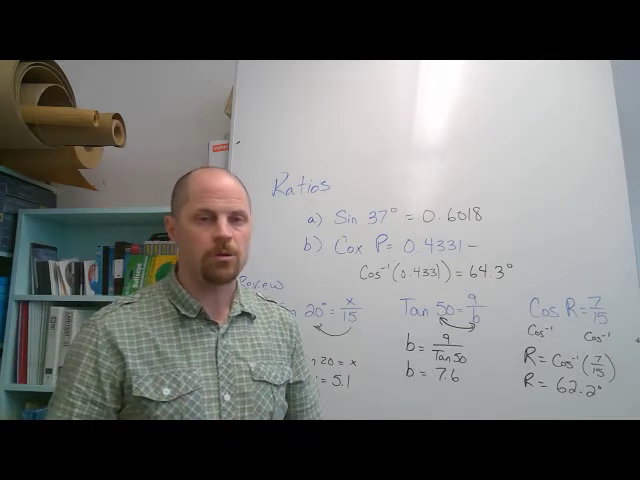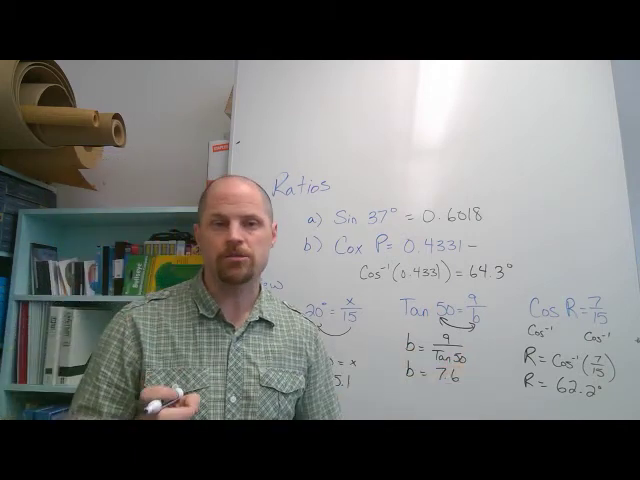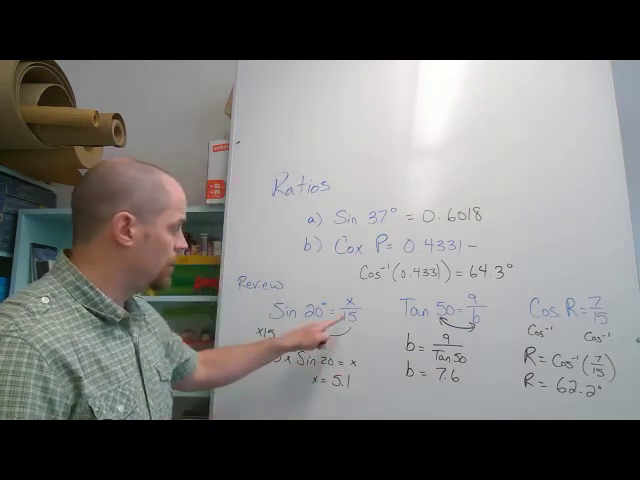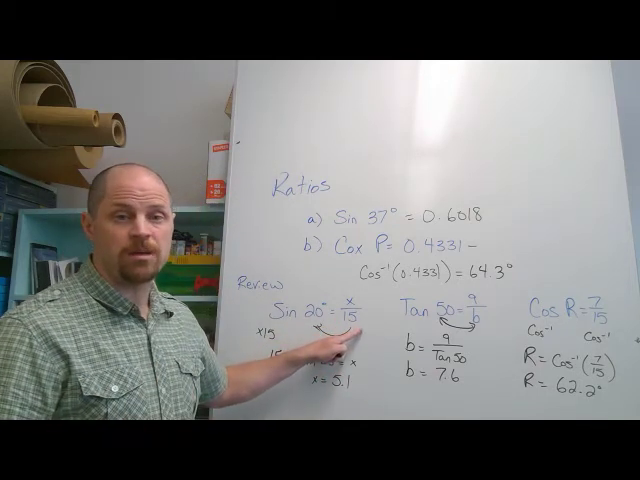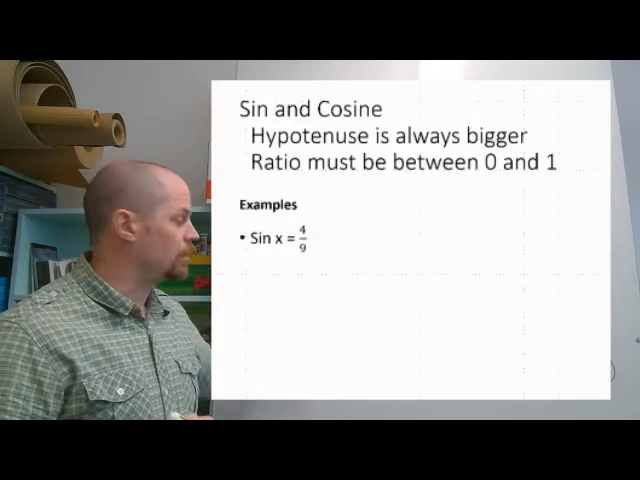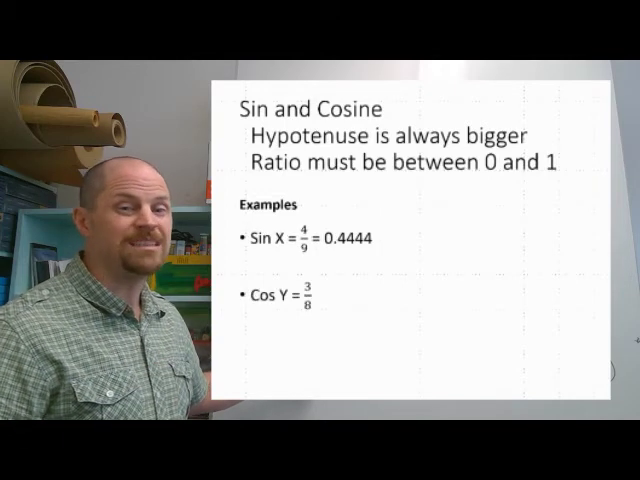One thing I want to point out, and it's different with sine and cosine. The hypotenuse is always the longest side of a triangle. Now, if it's always the longest, the bottom number is always bigger. The ratio must be less than 1. You always have a small number divided by a bigger number. It will always be 0 point something.